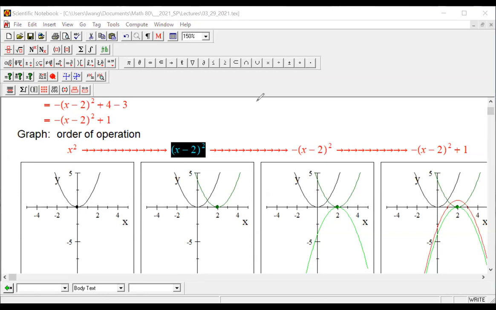So let's practice marking some points. Over here, the vertex is 0, 0. And over here, the green dot becomes 2, 0. And then we flip over, it's still 2, 0. And then we shift up by one unit. So what should that vertex be? Could you guys mark the vertex for me? Everybody, can you mark that vertex? And that should be 2, 1. Is that 2, 1? And that is the final vertex.